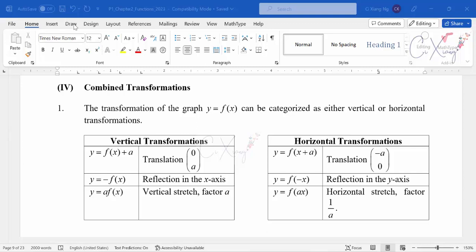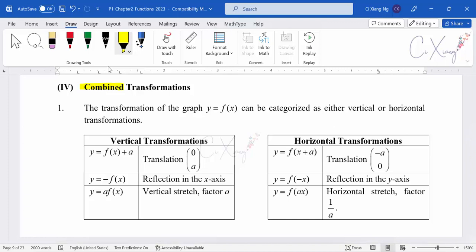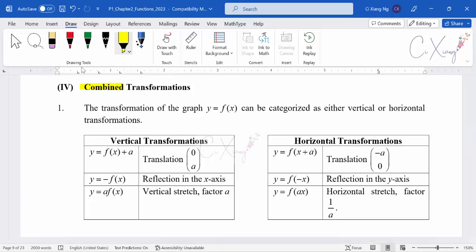Okay, so in this video, we are going to discuss the combined transformations. In all the previous videos, we have already learned all types of transformation in our syllabus, such as translation, reflection, and stretching. When we have a combined transformation, it means that in an exam style question, they might mix all the types of transformation together. Then we need to know which one comes first and which one comes later.